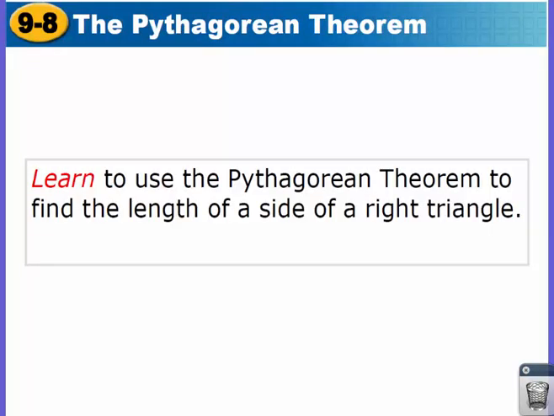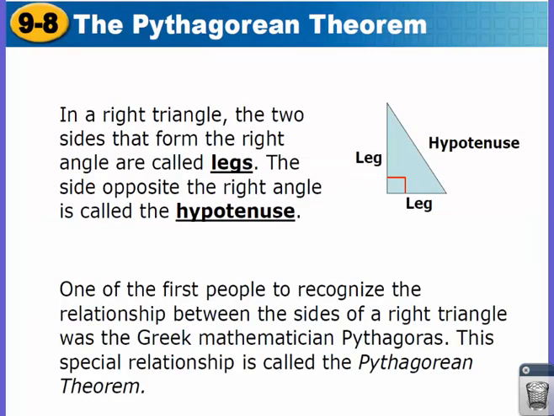Okay, so the Pythagorean theorem is used to find the length of a side of a right triangle. Anytime we're going to be using the Pythagorean theorem, we're always going to be using a right triangle. So let's take a look at what we know about right triangles.